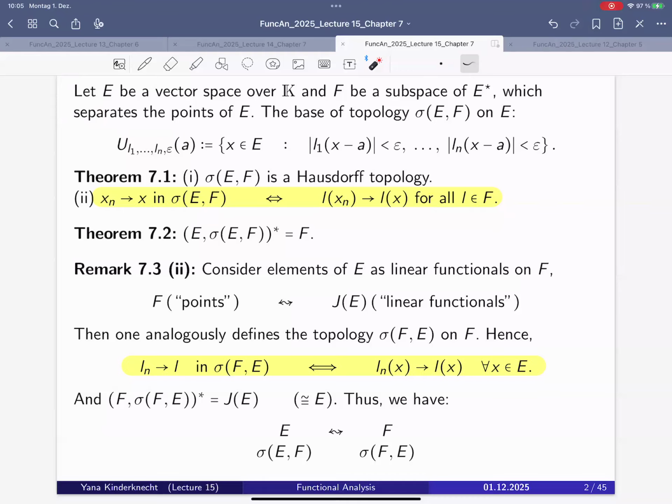And again, due to this theorem, this topology is such that the topological dual to F endowed with this topology is exactly this space, which is isometrically isomorphic to E. So we have this scheme, and I think it is helpful to store this picture in your head. We have E, and the topology sigma EF here, and we have F, and the topology sigma FE here. So E and F, and here F and E. Okay, so this is the basic scheme, and now we consider special cases.